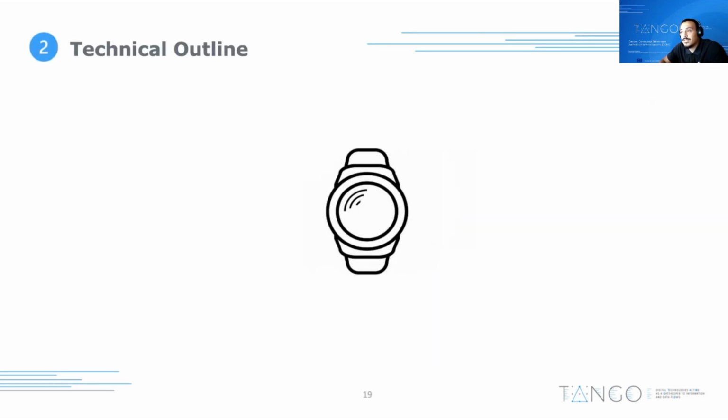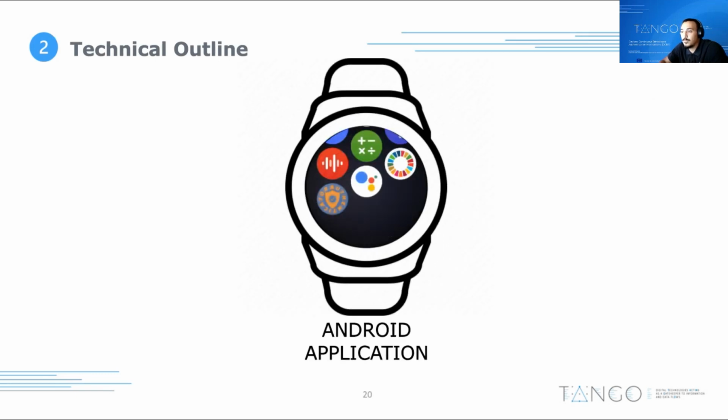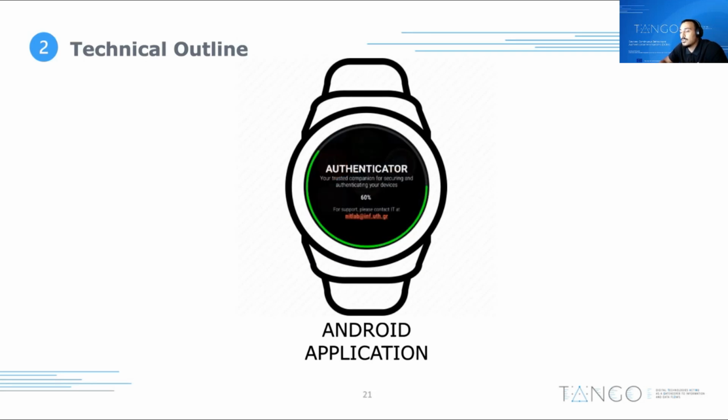So proceeding now with the technical outline, the system architecture. An Android application is designed exclusively for smartwatches, and more specifically, it is developed and tested on the Samsung Galaxy Watch Classic 6. So this is the main interface upon opening the application.